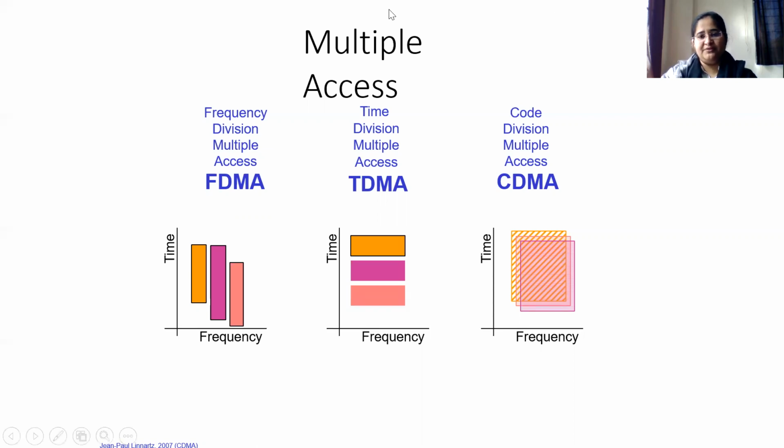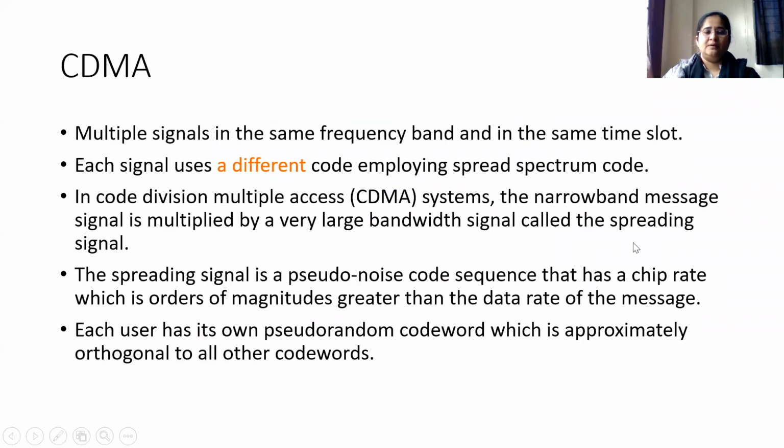Then we come to code division multiple access. In the code division multiple access technique, multiple users can transmit their signals simultaneously through the common channel, but all the users have different code words. That is what I have explained here: multiple signals in the same frequency band and at the same time. Each user has a different code, and we must take care of one thing: all the codes are orthogonal to each other.